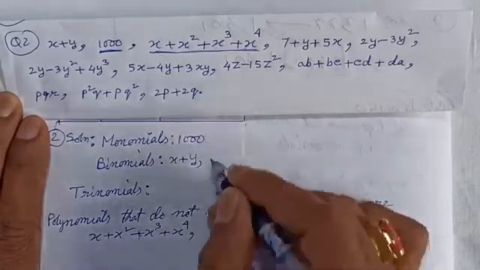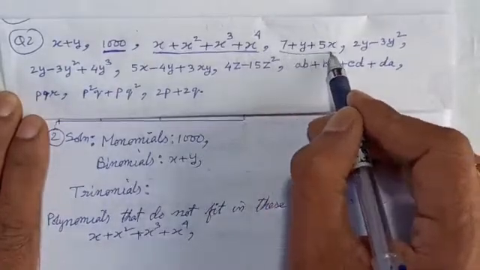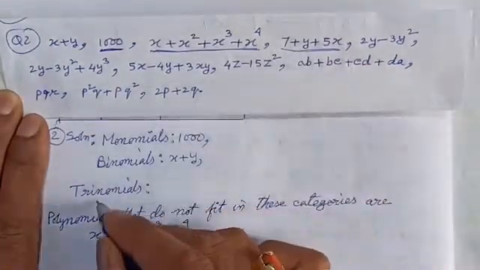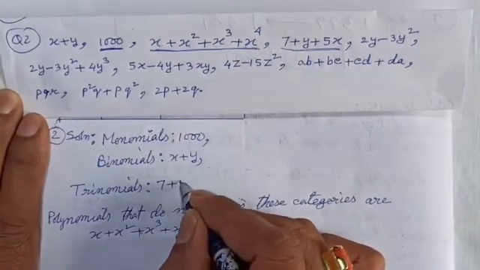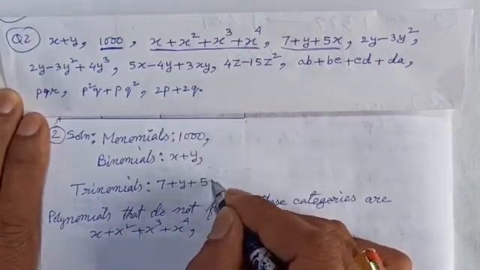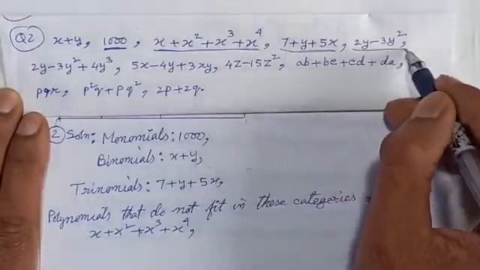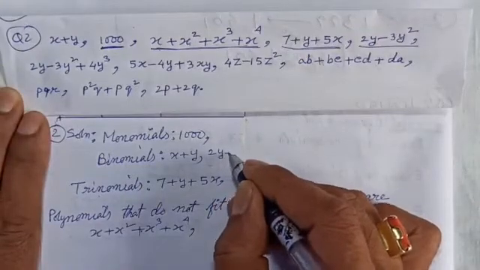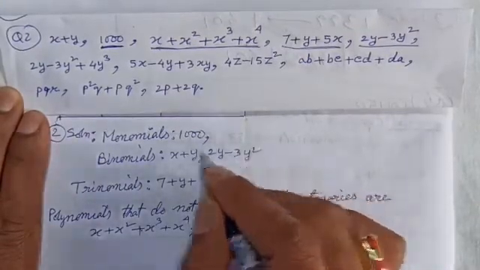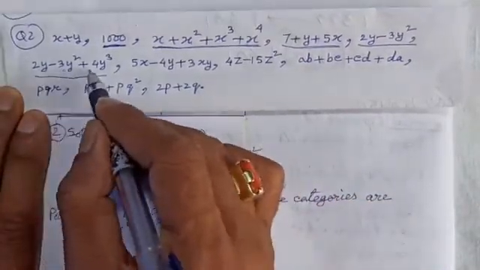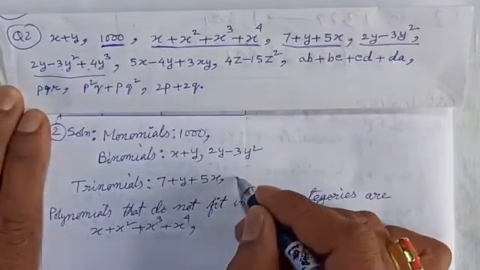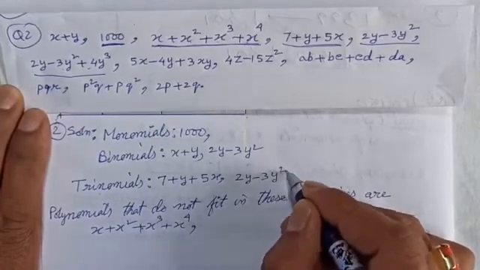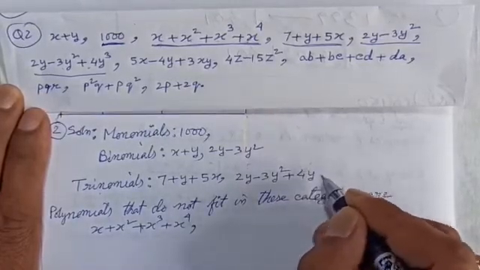Then next is this. Here, how many terms are there? 1, 2, 3. 3 terms means trinomial. This is 7 plus y plus 5x. Next, how many terms? 1, 2. 2 terms is a binomial. 2y minus 3y squared. Here how many terms? 1, 2, 3. 3 terms, so trinomial. 2y minus 3y squared plus 4y cubed.